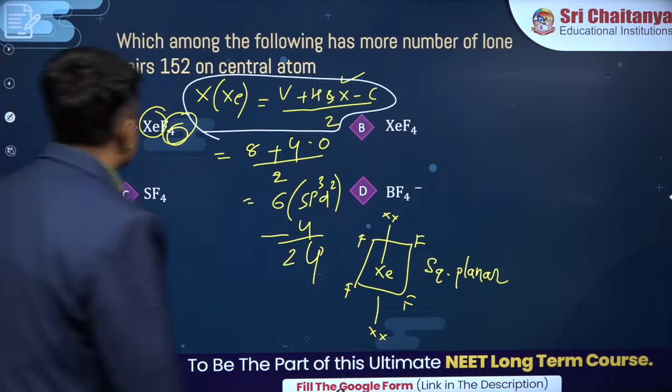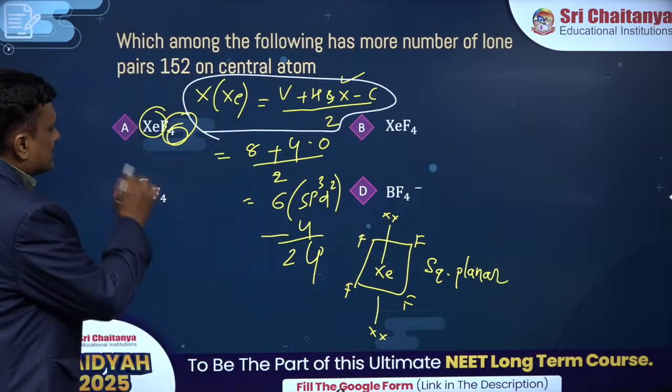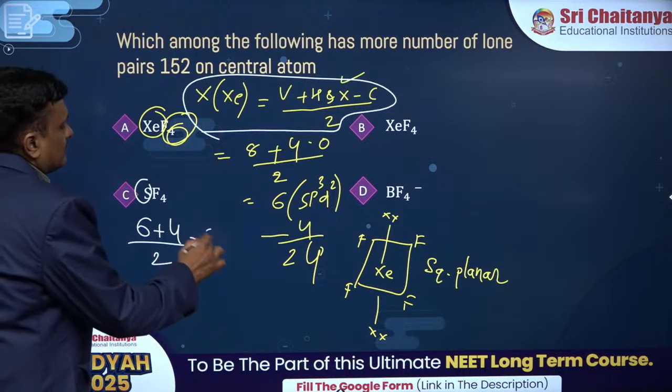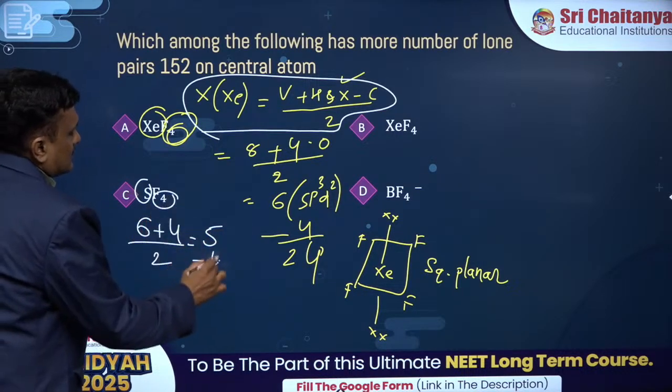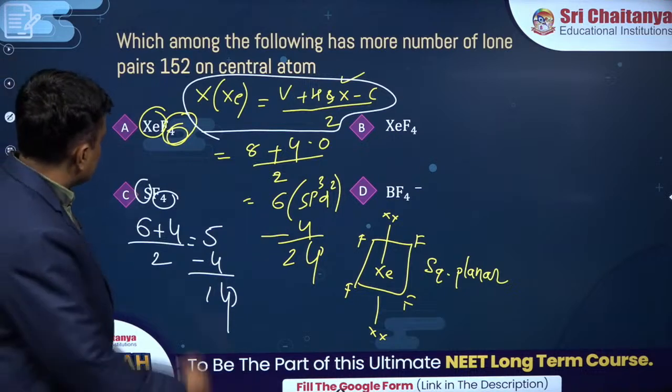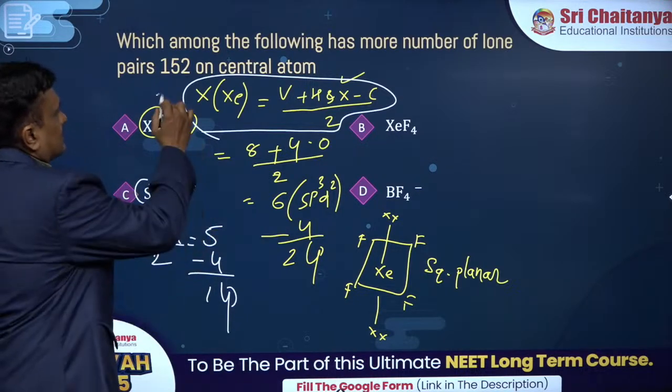Likewise, shall we apply it for the other? SF4: yesterday you have seen valence electrons plus halogens attached by 2, 5 minus 4, which is equal to 1 lone pair. So you can see the number of lone pairs present on sulfur is 1. Here they are 2.